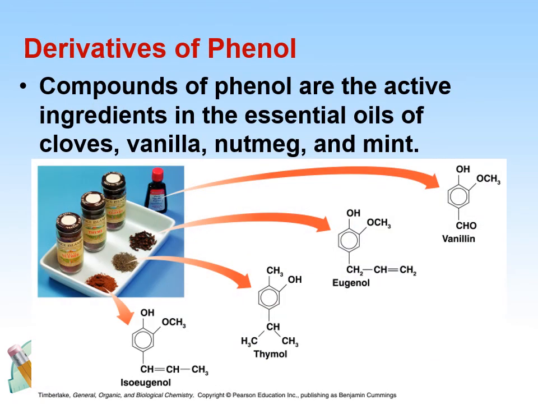Derivatives of phenol are important as active ingredients in essential oils of cloves, vanilla, nutmeg, and mint. As you can see here, this is the structure of isoeugenol. This one is thymol. This is eugenol, and vanillin for vanilla. Interesting, right?